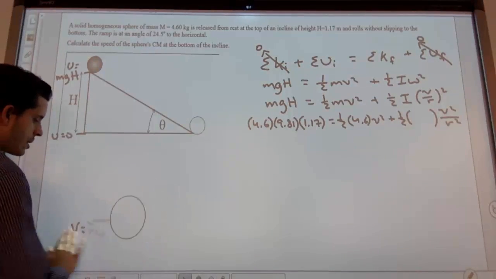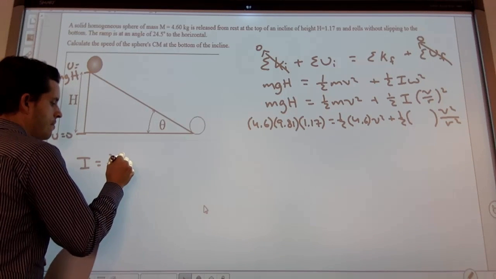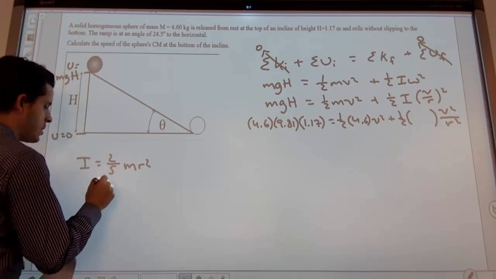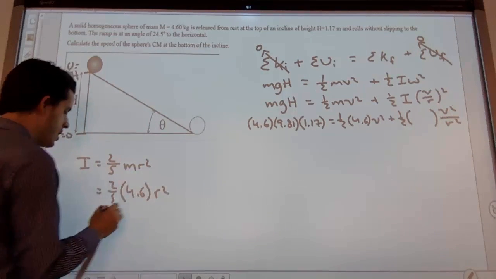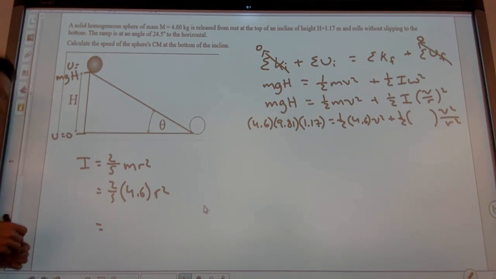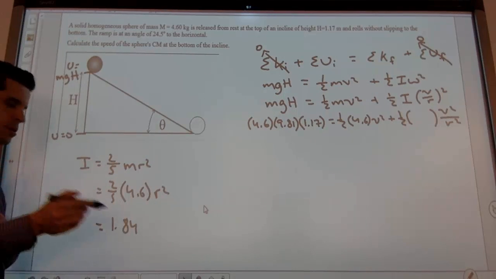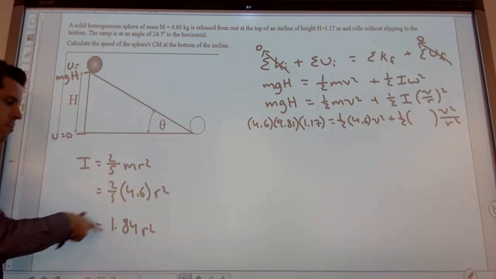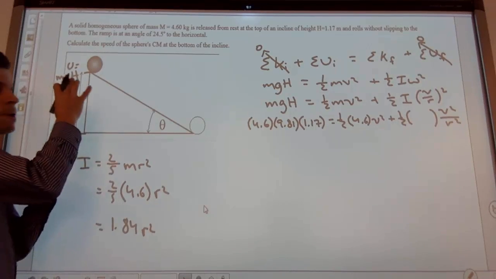So let's just solve for it down here. I is 2/5 mr squared, which is 2/5 the mass of this thing, 4.6, r squared. Can you tell me what the 4.6 times 2 over 5 is, please? Yeah. 1.84. Is that what you got as well? Okay, so we're good. 1.84 r squared. That's the moment of inertia in terms of the radius of the ball.